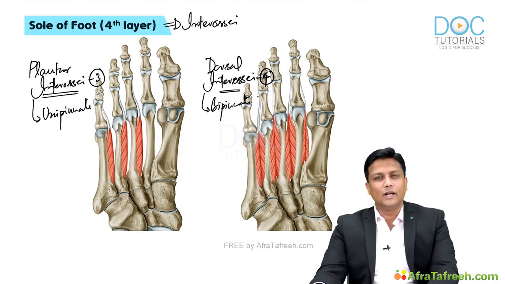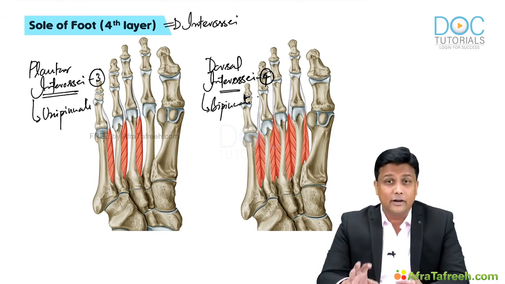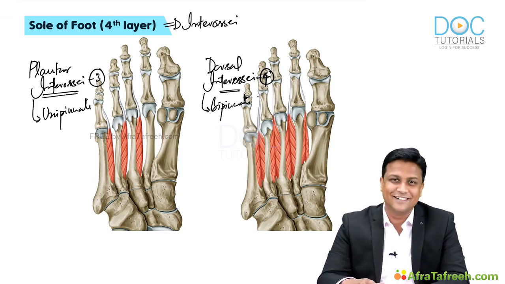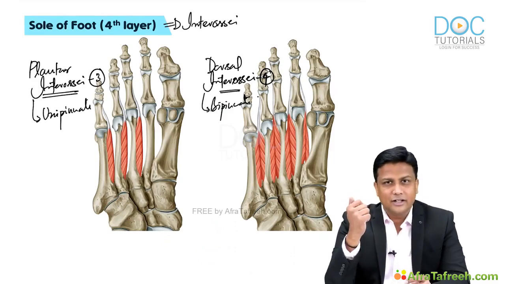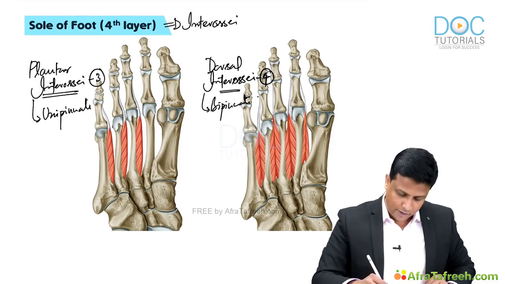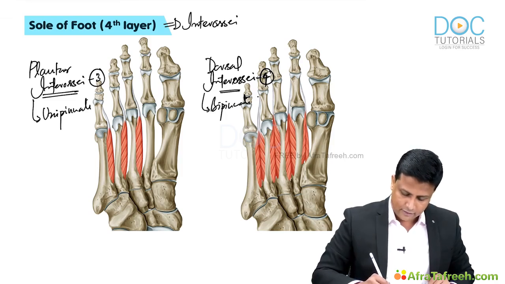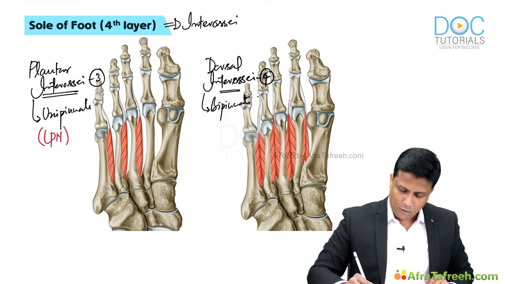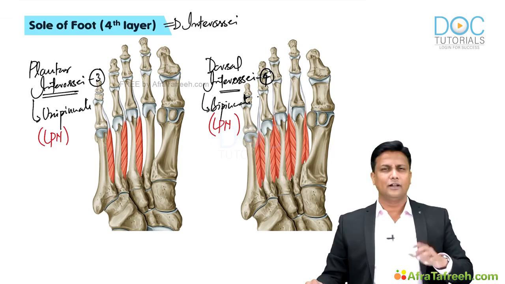Perfect. And now welcome to the nerve supply, and we have studied so much that you already got the trick to handle the nerve supply to all these muscles. In the hand, all interossei are supplied by the ulnar nerve, and the ulnar nerve corresponds in the foot to which nerve, guys? The lateral plantar. That is the reason why all your interossei, whether plantar or dorsal, are supplied by the lateral plantar nerve, no doubt about that. So the fourth layer is very much simple.